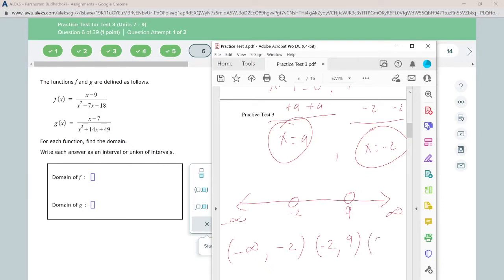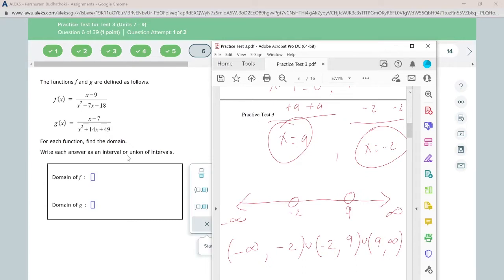And then you go anything after 9 and you go up to positive infinity. The meaning of these intervals are, hey, I'm good to pick anything for x except negative 2 and positive 9. But using the interval notation, you also have to use union sign. Union means this interval, and this interval. That's how you write using the union sign. Okay, so that's what we are asked to use here.